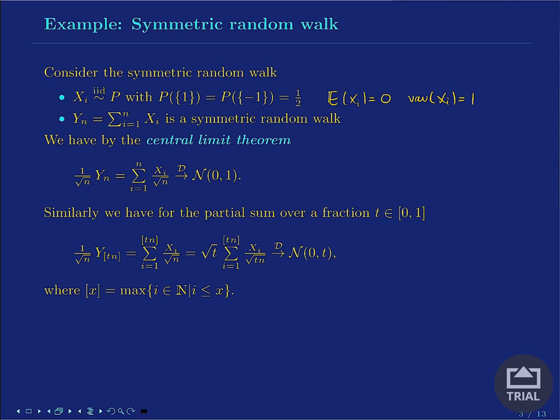Then if we sum the ξi, we obtain a symmetric random walk. So Yn is the sum of all the ξi from 1 to n.